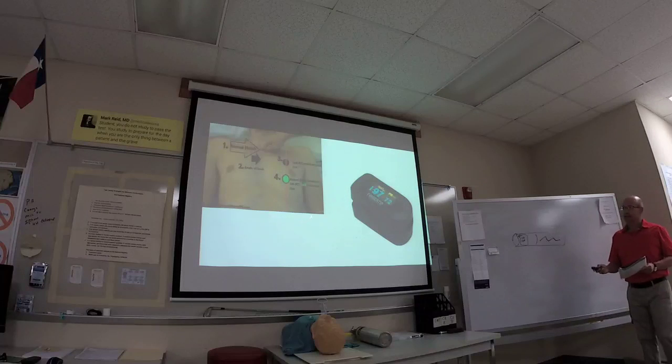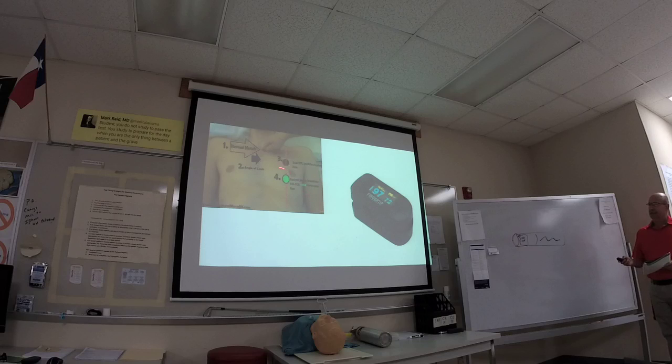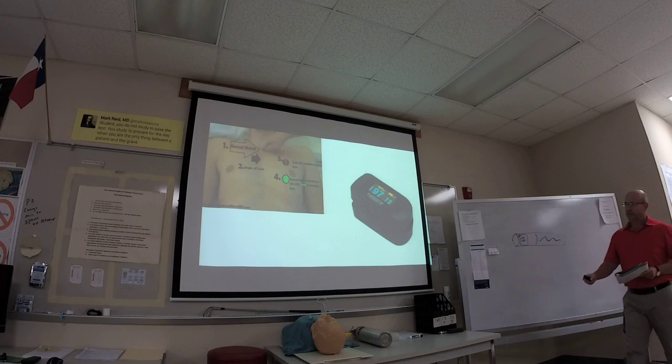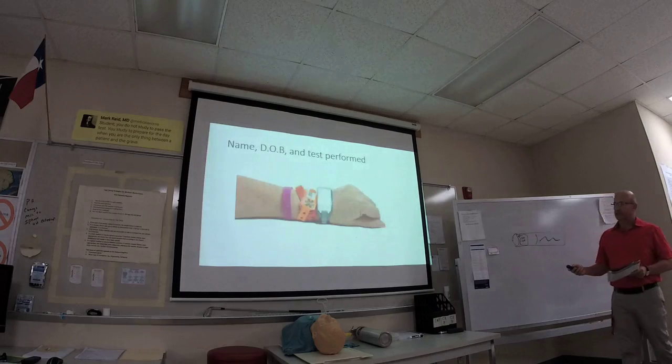Pulse oximetry, we look at this. This is where you would put your stethoscope for the apical pulse, all right? And then the finger probe, the little finger clip, for the pulse oximetry.